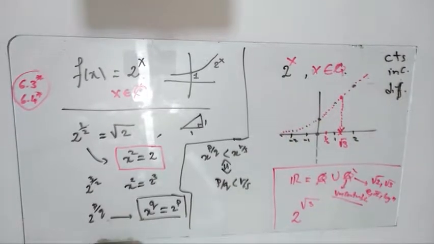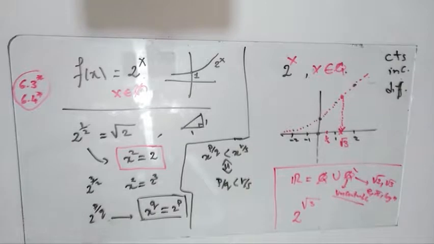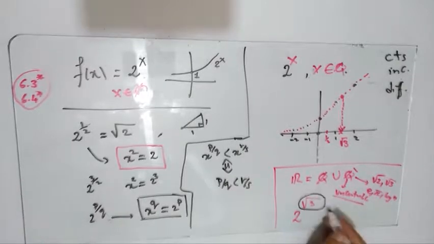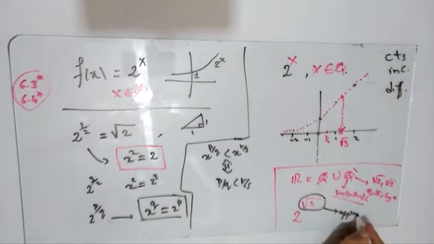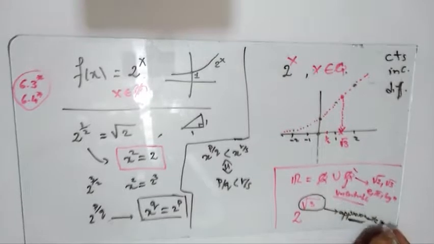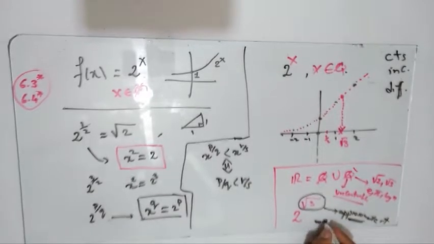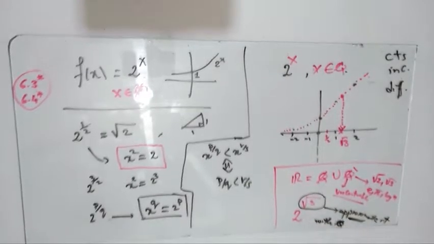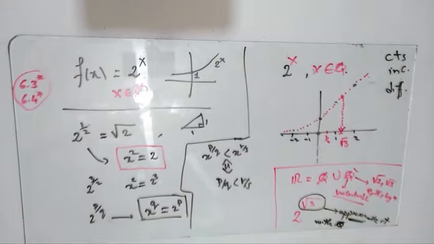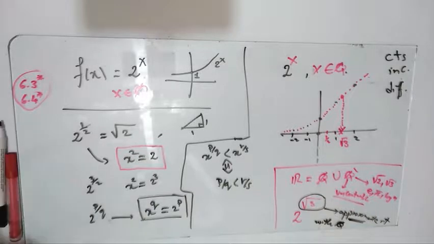Okay, so how do we define it? Let's approximate square root of 3. If you could approximate it with rational numbers, maybe we can define it using our magical tool, which is the limit. Okay, let's see how.